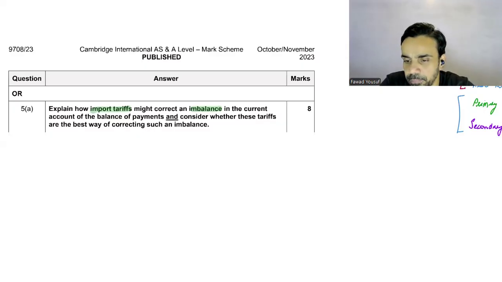This is one of the policies related question. And usually a 12 marker में आता है, but this is the only 8 marker on current account policy correction के अंदर. Okay. But there are all sorts of questions that come on this. Yeah. So what do we do?